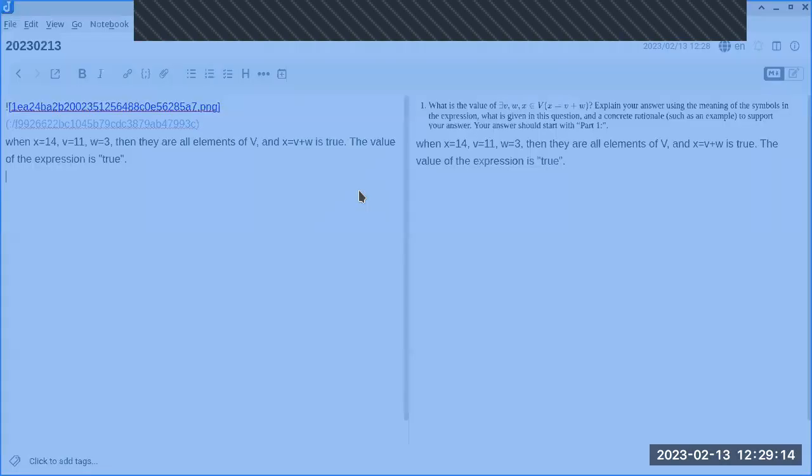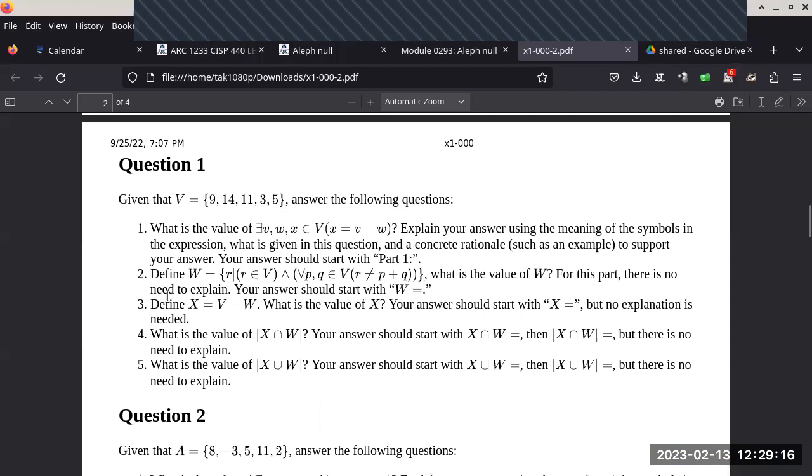All right, so we move on to part two. So part two says you define W, uppercase W, such that it is this set here. What is the value of W? For this part, there is no need to explain. Your answer should start with W equals. So when I explicitly say there's no need to explain, it means there's no need to explain, because otherwise it's just going to be very tedious. Just tell me what W is supposed to be.